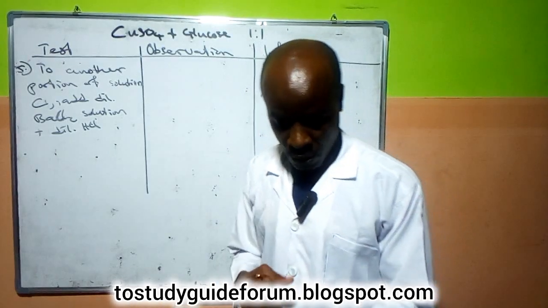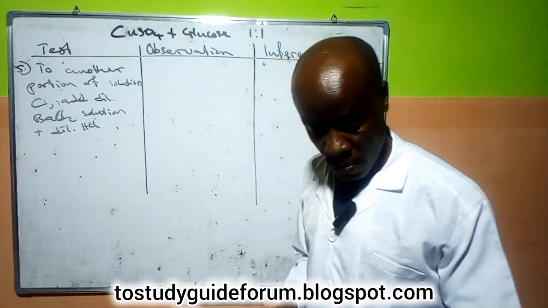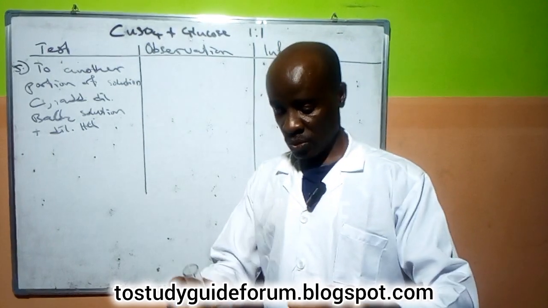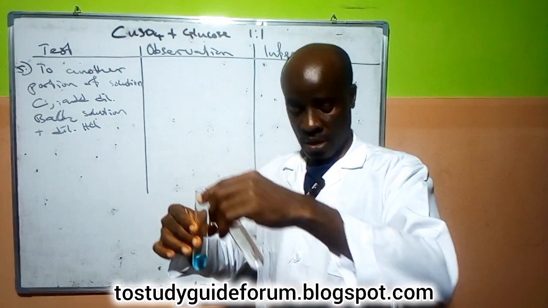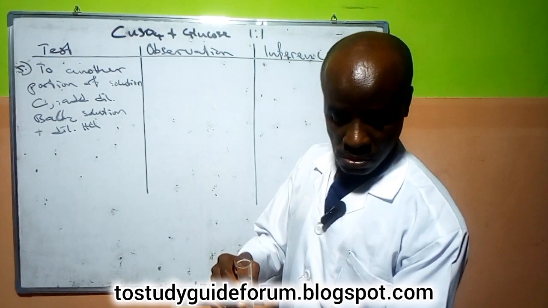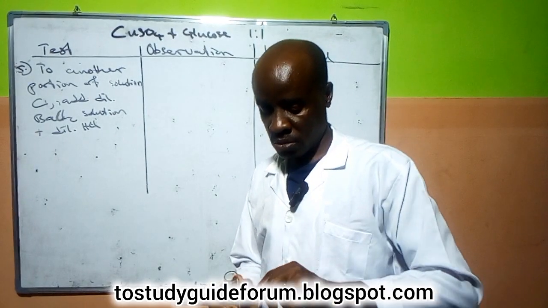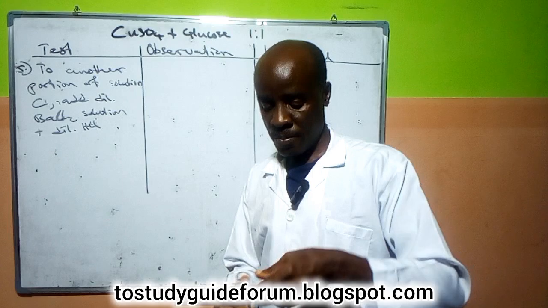Now I have a portion here. So there's another portion. Add barium chloride. I'm adding barium chloride to it. When we add barium chloride to it, let's see what we have.